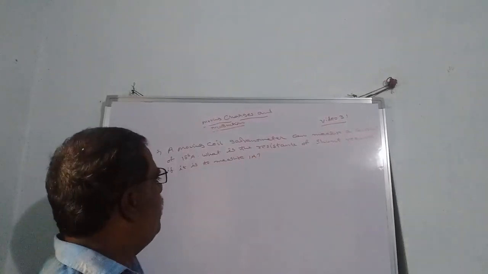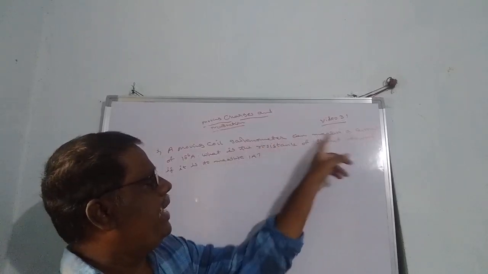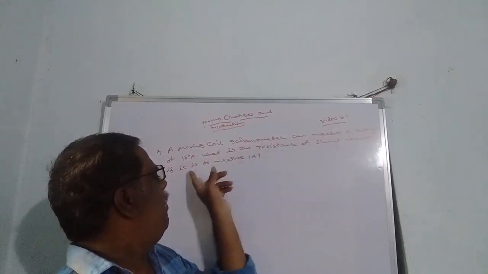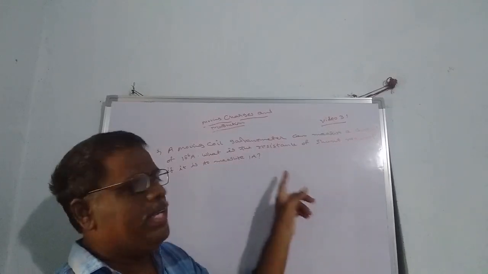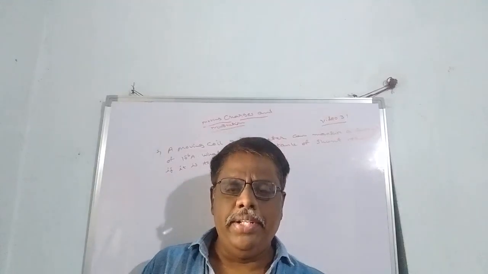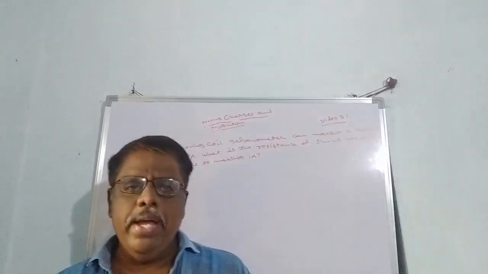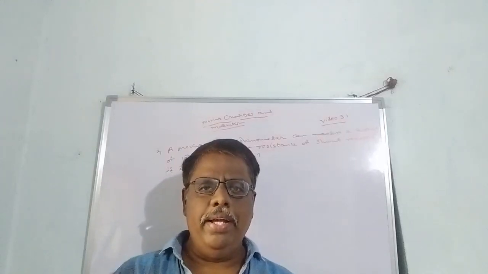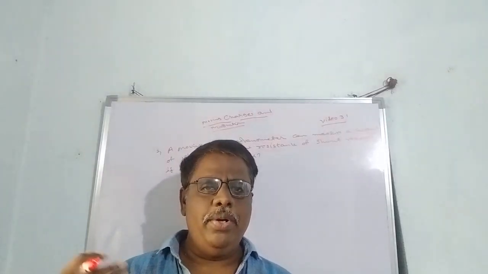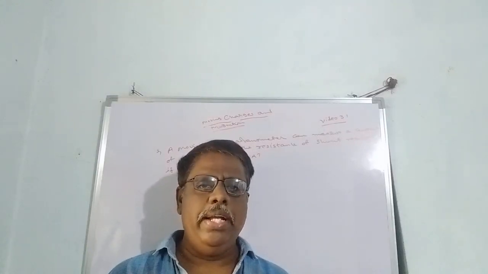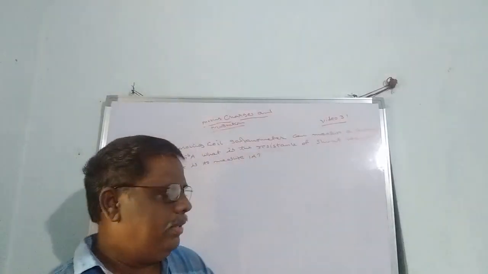So read the problem. A moving coil galvanometer can measure current 10 power minus 6 amps. What is the resistance of shunt required? If it is to measure 1 amp, shunt means a parallel resistor. How much parallel resistance should be connected? For a moving coil galvanometer, if you connect a shunt resistor, it should behave like an ammeter, so it can measure the current.